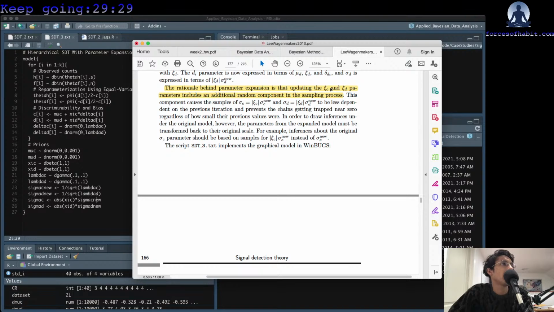It's that updating zetas includes additional random components. So we're introducing additional stochasticity into the model, decreasing the likelihood that we're going to get these zeros over and over again. Doing so helps prevent the chains from being stuck in these zones.